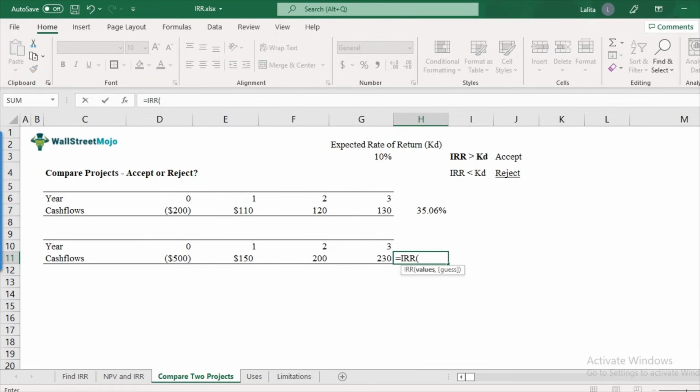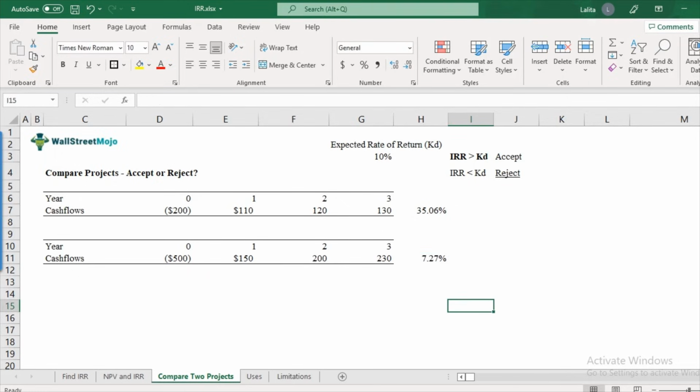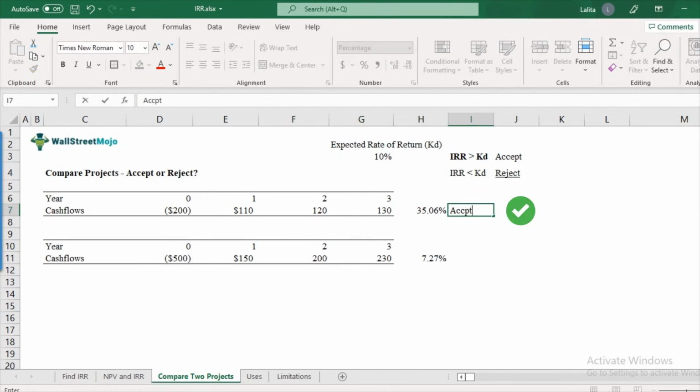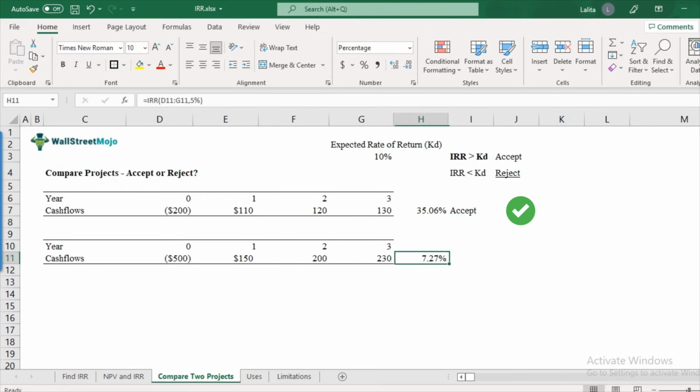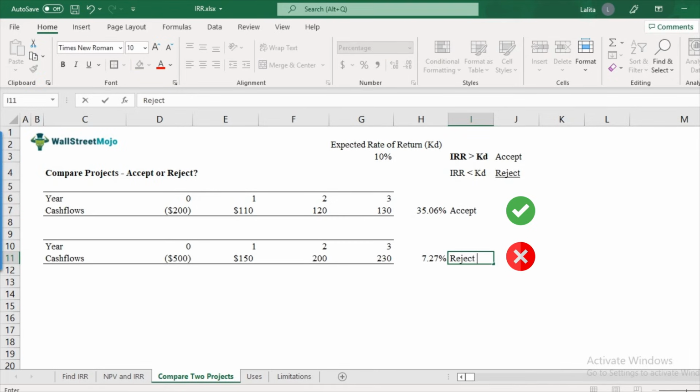IRR, values, and a guess, let's say 5%. So what do we get here? This is 7.27%. So in this first case, 35.06% is greater than 10%. So in this case, we'll accept the project. As simple as this. On the other hand, when we look at the second one, 7.27% is less than 10%. So you basically reject the project. This is how you can compare two projects and accept or reject as such.